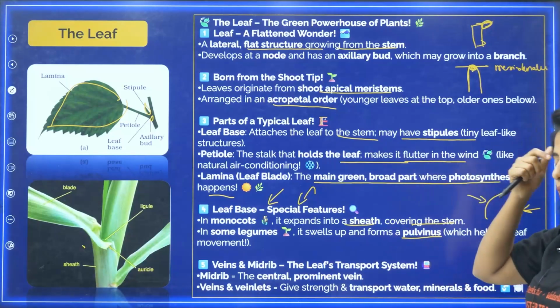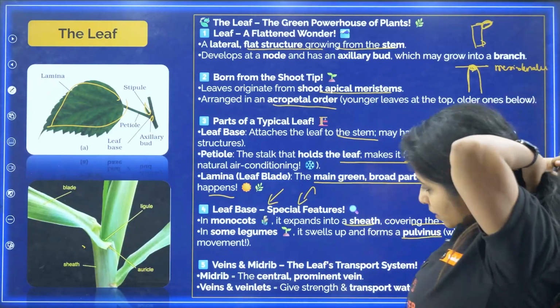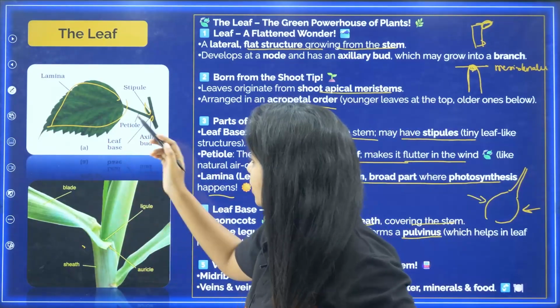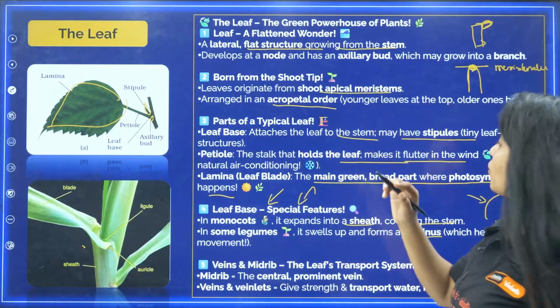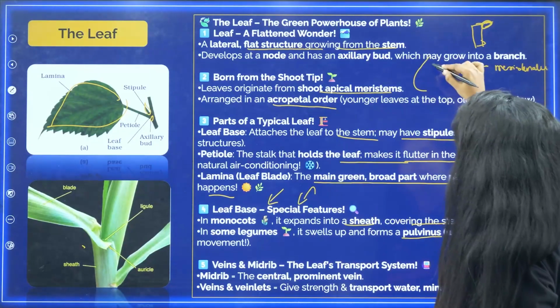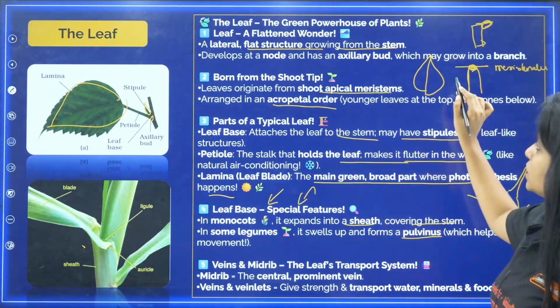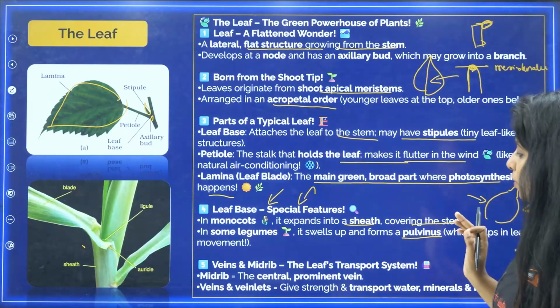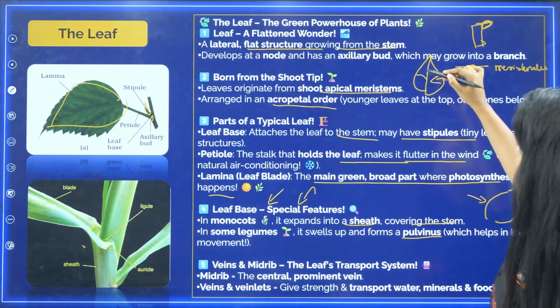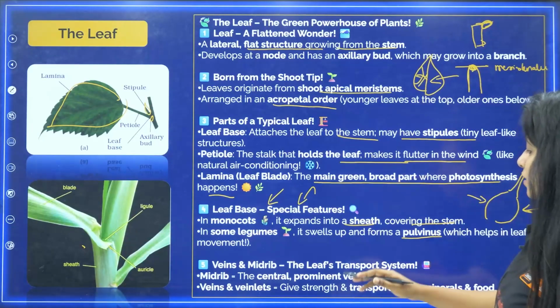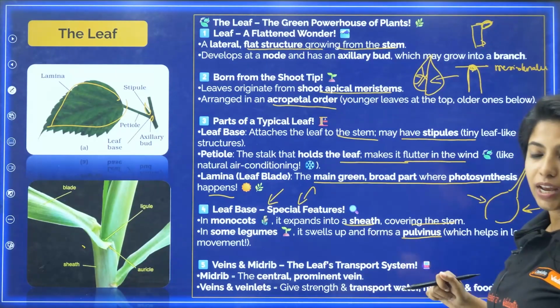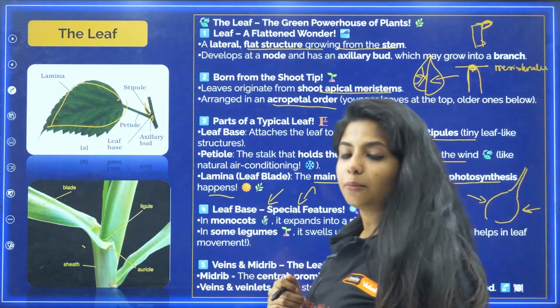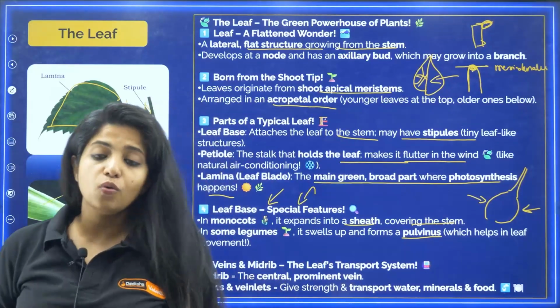So what do veins and midrib do? The midrib is the central prominent vein. For example, if you see a leaf over here, if I make something like this, this will be known as what? Midrib. It will be what? The central prominent vein, and basically there will be veins and veinlets arising from it. They are going to give strength, and also help in the transport of water and minerals, my dear children, and also food.